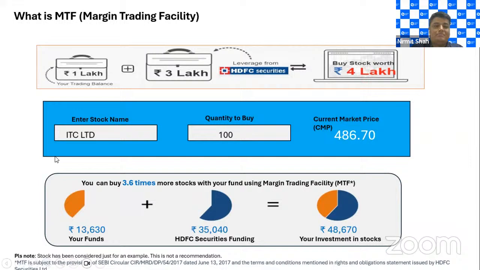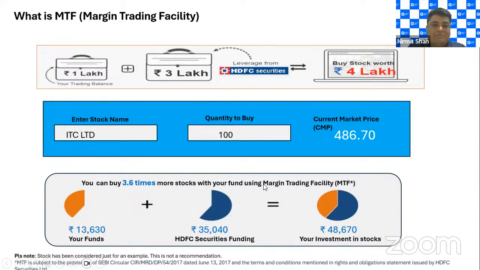Let's take a second example. Let's say the current scenario, which is ITC. If I want to buy 100 shares of ITC, let's say its current market price is 486.70 rupees. In cash, if I place the order in delivery, then I have to pay a complete margin of 48,670, which is 100 into 486.7. So I have to pay the entire 48,670.